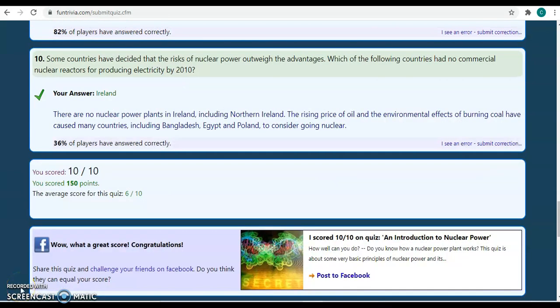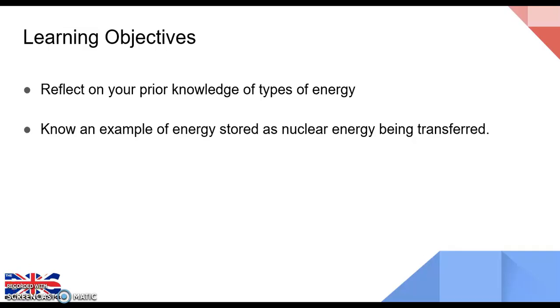And finally, we were asked which country had no commercial nuclear reactors producing energy by 2010, and the answer was Ireland. No nuclear power plants on the island of Ireland, including Northern Ireland, but many other countries are now considering going nuclear.